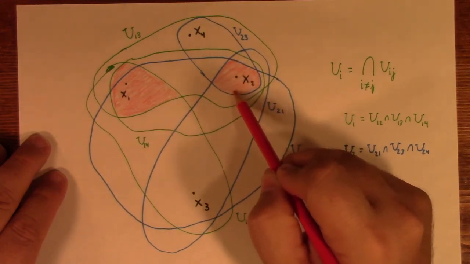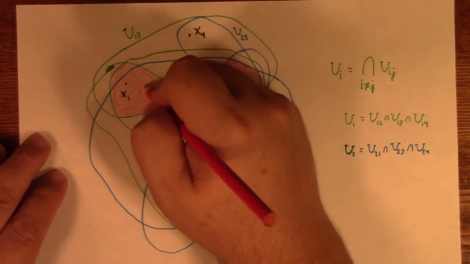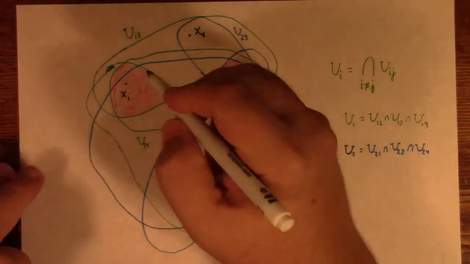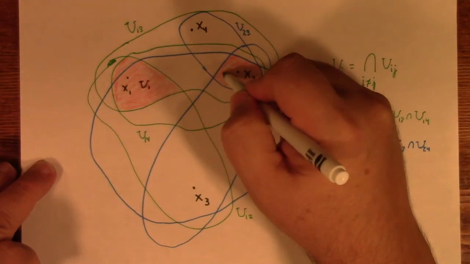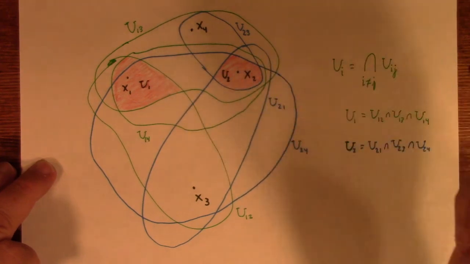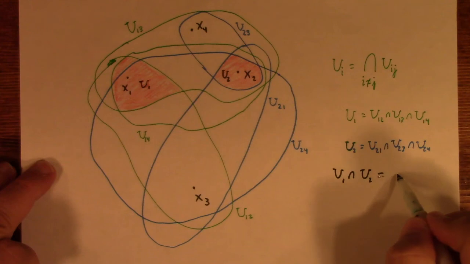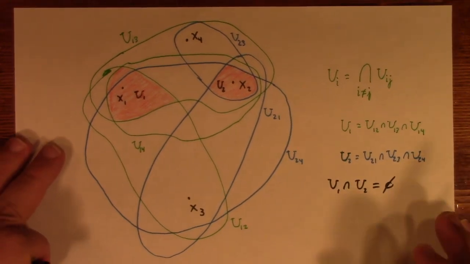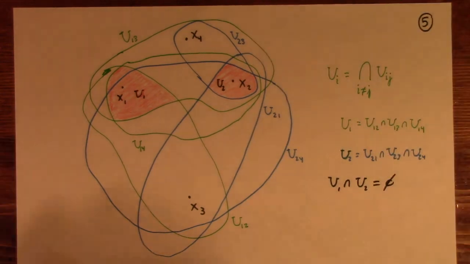And of course, by construction, this U1 here and this U2 over here are disjoint. So anyway, that's the idea of the proof, dragged out with an unnecessary drawing, but there you go.